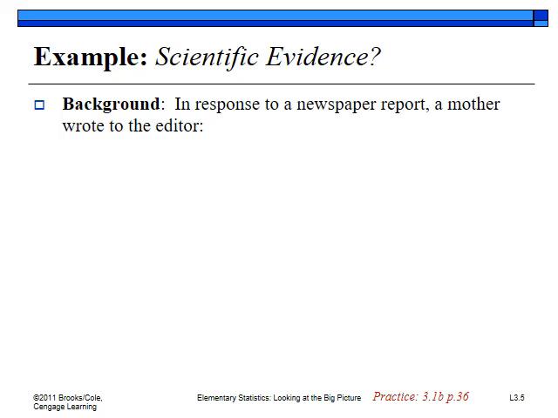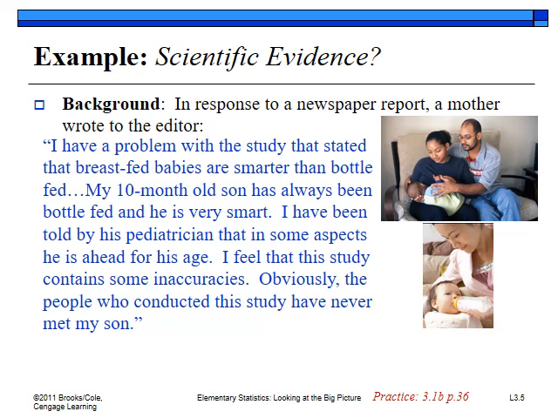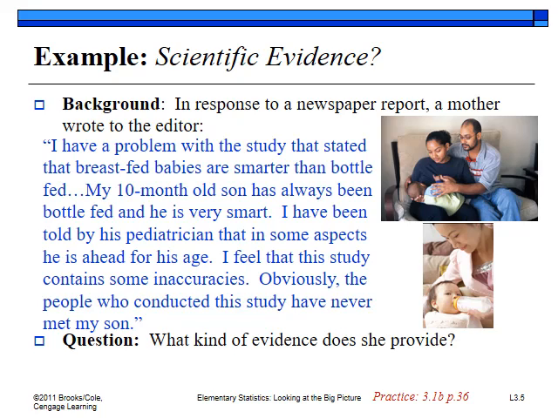Let's look at an example. In response to a newspaper report, a mother wrote to the editor, "I have a problem with a study that stated that breastfed babies are smarter than bottle-fed. My 10-month-old son has always been bottle-fed, and he is very smart. I have been told by his pediatrician that in some aspects he is ahead for his age. I feel that this study contains some inaccuracies. Obviously, the people who conducted this study have never met my son." What kind of evidence is this? This is a personal story, so it's anecdotal. Statistically speaking, this is unreliable.